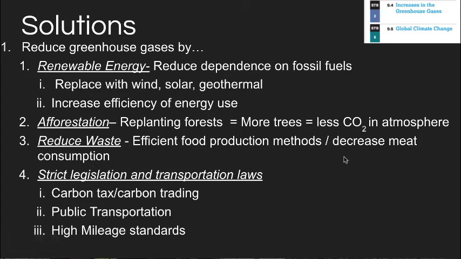Reducing waste, efficient food production methods, and decreasing meat consumption can be kind of twofold, right? We waste less food, so there's less decomposition, there's less production, and then also the meat consumption decreasing is really helpful in reducing greenhouse gases through the whole process of producing and transporting that meat. And then legislation at a governmental level, carbon tax and trading, increasing public transportation, and higher mileage standards all have the power to help reduce the amount of greenhouse gases produced as well.